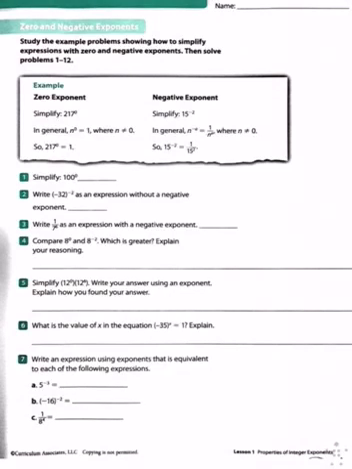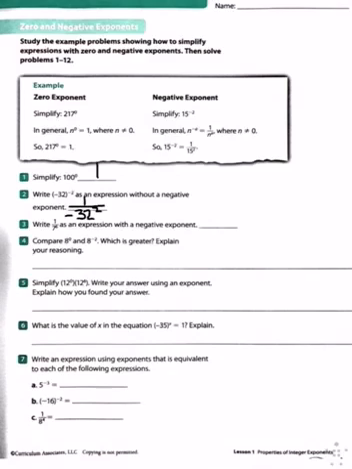Number 1, simplify 100 to the 0 power. We talked about in class anything to the 0 power is 1. Number 2, write negative 32 to the negative second as an expression without a negative exponent. As in the example, all negative exponents must be written as a fraction. So our fraction is 1 over negative 32, that base number always stays the same, to the second power. Notice that exponent changes from a negative 2 to a positive 2.